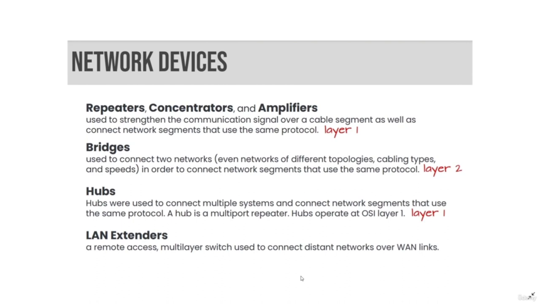Hubs were used to connect multiple systems and connect network segments that use the same protocol. A hub is a multi-port repeater. Hubs operate at OSI layer 1. LAN extenders are remote access multi-layer switches used to connect distant networks over a WAN link.